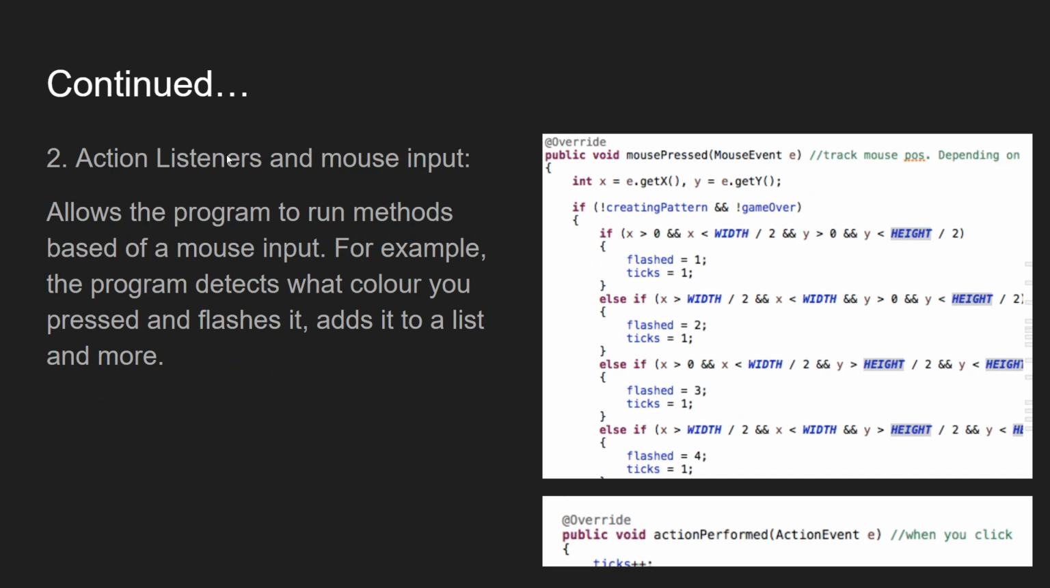I also have action listeners and mouse input. This basically allows the program to run methods based on a mouse input. For example, the program detects what color you pressed and flashes it, as well as adds that color to a list and more. And you can see here how this all works. If X is in these certain conditions, so the top left, then this would go through.